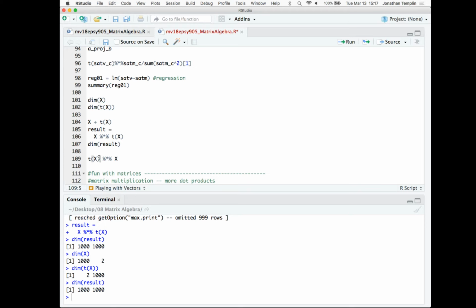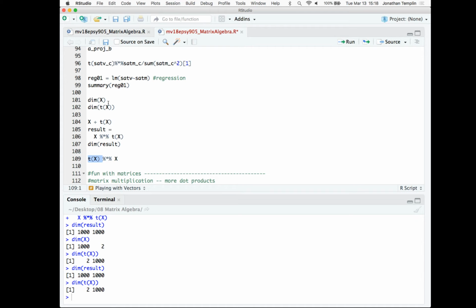How many columns does the transpose of X have? 1,000, right? As X had 1,000 rows and 2 columns, the transpose flips those. So we have 2 rows and 1,000 columns, really wide. So this is a 2 by 1,000 matrix, and we're going to try to multiply it by a 1,000 by 2 matrix. First question, can we multiply them? Remember, the rule for multiplication is the rows of the second matrix have to be equal to the columns of the first. You might be able to.